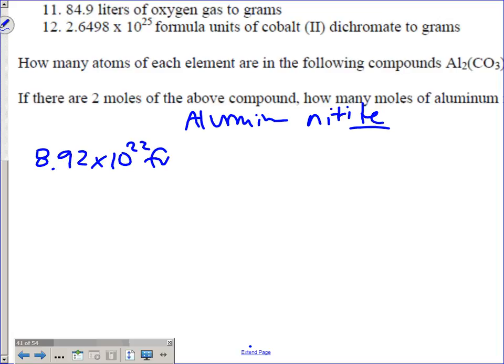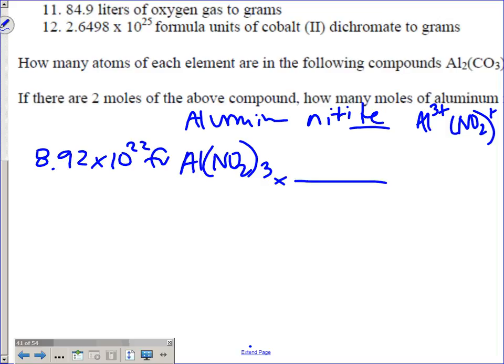NO2, 1 minus. Okay, so crisscross this. Aluminum, Al charge, 3 plus, and then nitrite, NO2, 1 minus, crisscross. What's your formula? Al(NO2)3. Beautiful. Okay, so we're starting to mesh these together, right? All right, so you guys told me the first step was to use Avogadro's number. Where do I put Avogadro's number? Top or bottom? Say again? Bottom, because that's referring to number of particles.